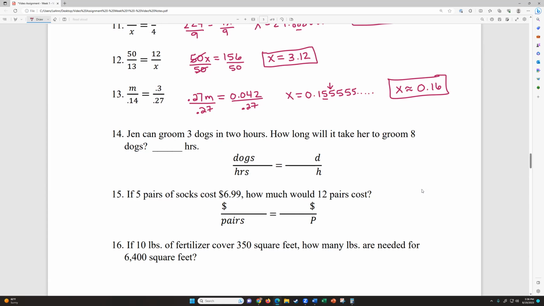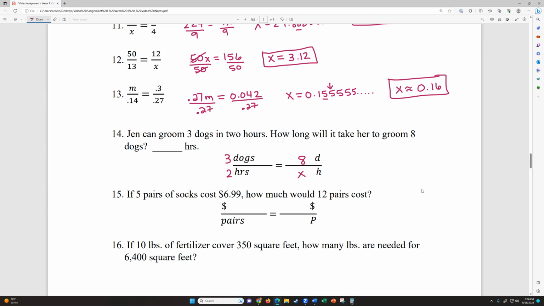So we have 3 dogs in 2 hours. And then we know that she's going to work on 8 dogs total for that day. So how many hours will she be working? This is her rate that she's working at, her speed. This is the whole day. We can consider that her whole day. So how many hours does she need to set aside to finish all 8 dogs' groomings?